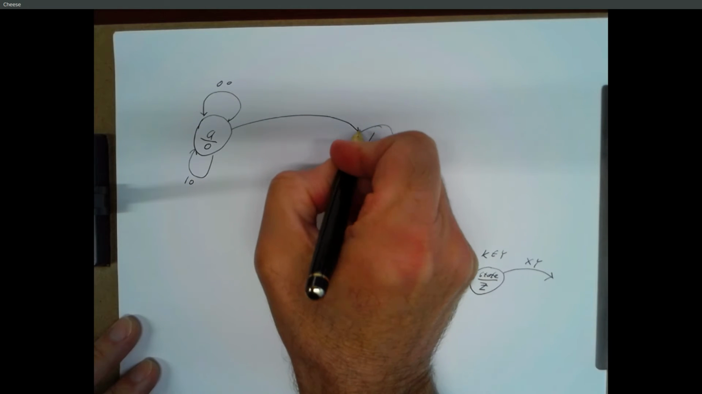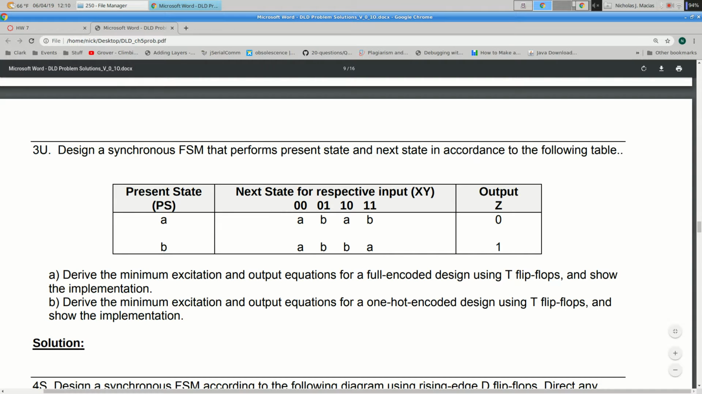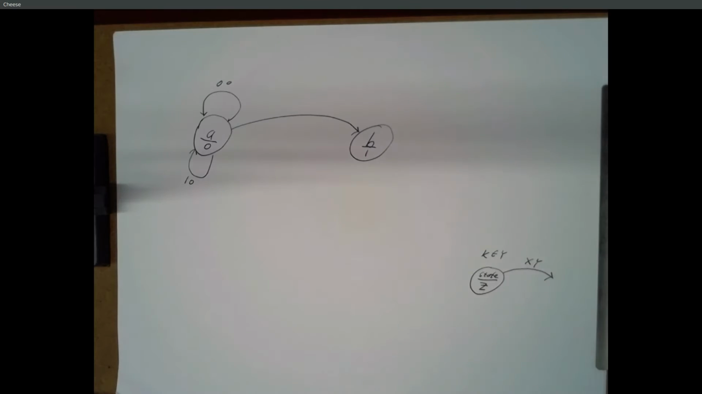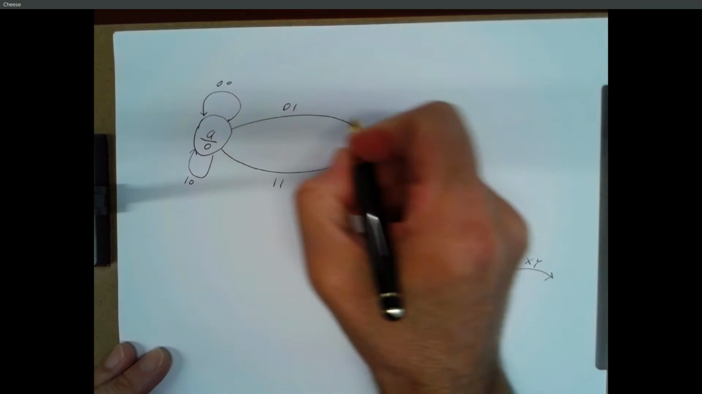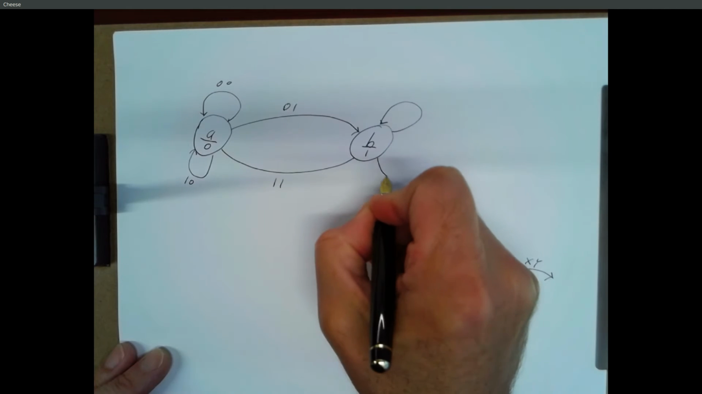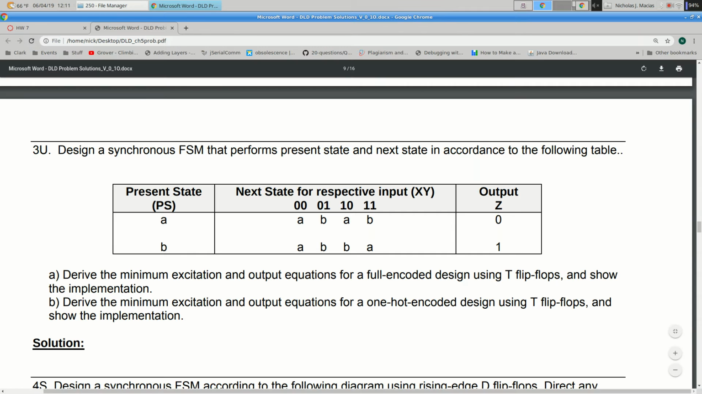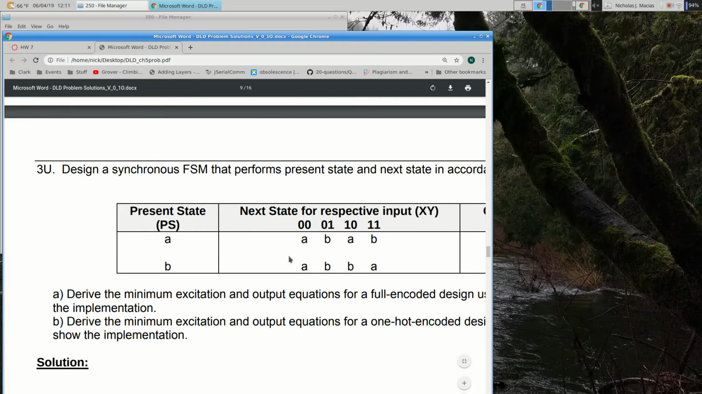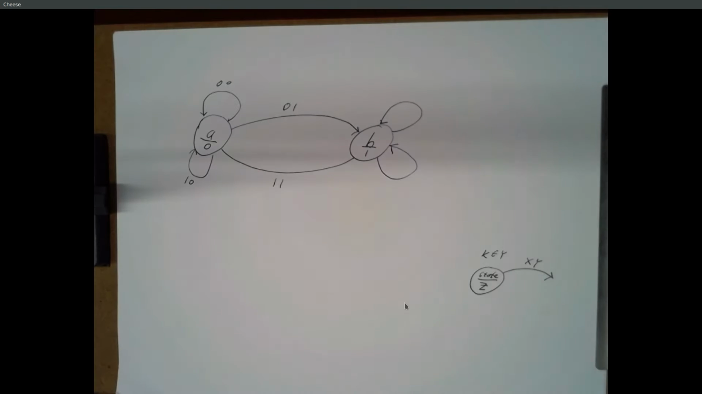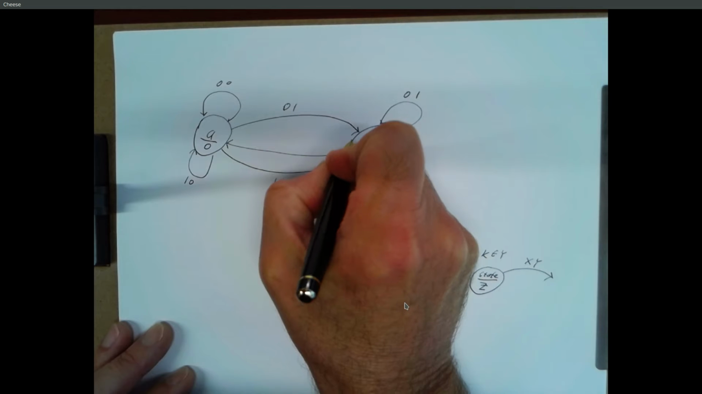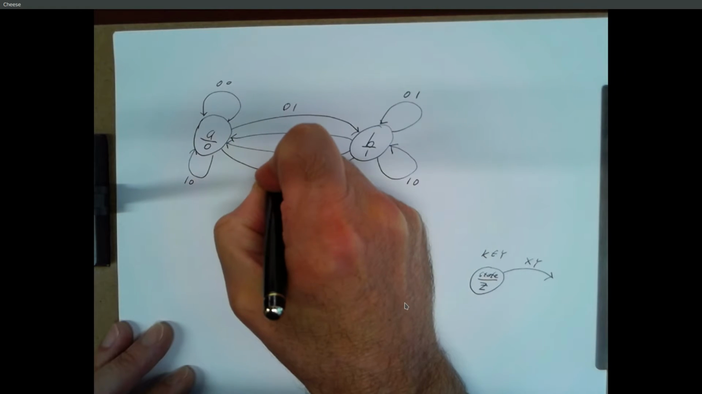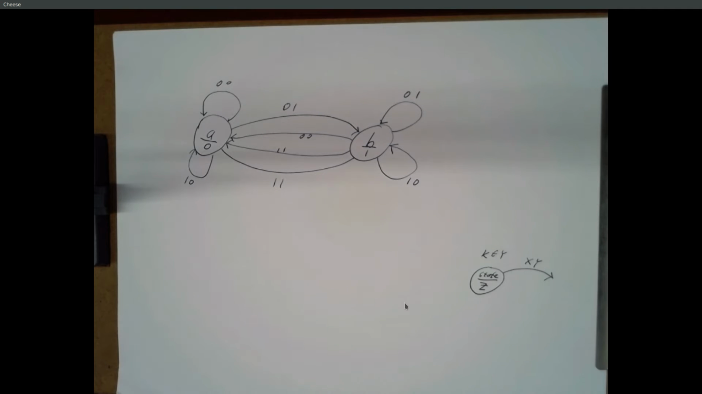So here's... Am I doing the wrong part? Yes, this is the unsolved. So it doesn't matter for A or B. The state diagram is going to be the same. So 0, 1, and 1, 1 will take you to B. And then if you're in state B, inputs 0, 1, and 1, 0 leave you in this state. And the other inputs take you to state A. So 0, 0, and 1, 1. So there's a state diagram.